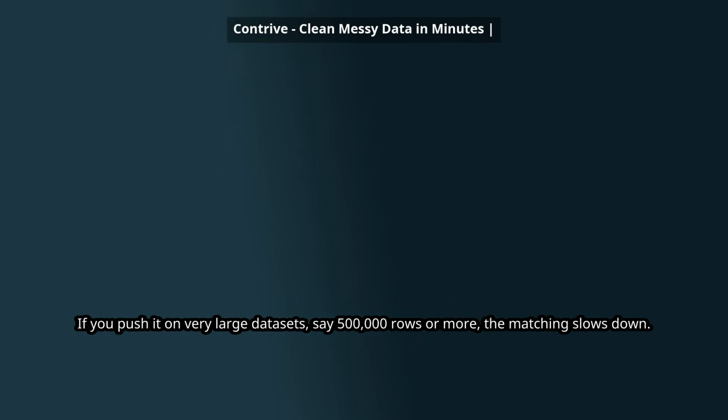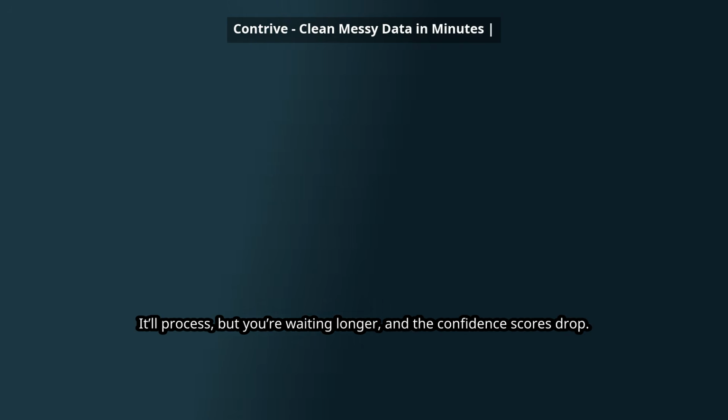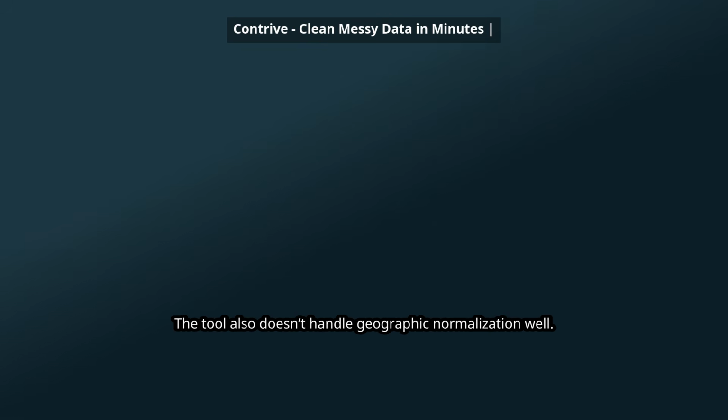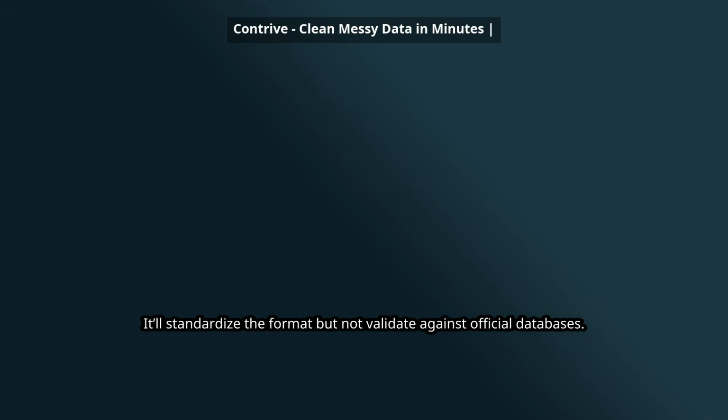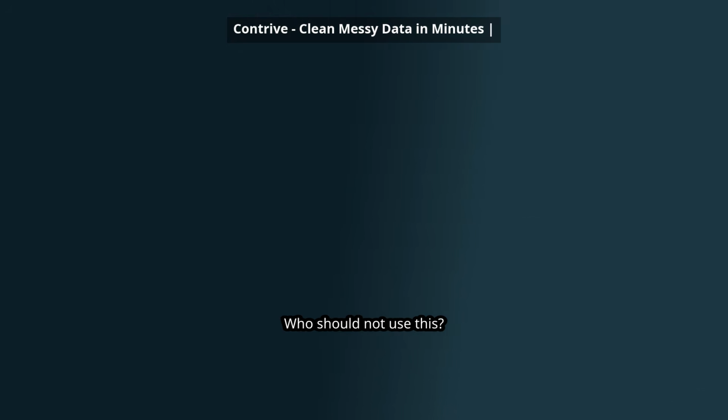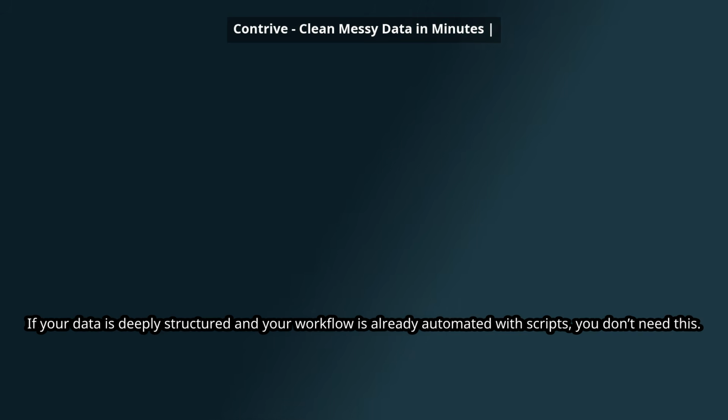If you push it on very large datasets, say 500,000 rows or more, the matching slows down. It'll process, but you're waiting longer and the confidence scores drop. The tool also doesn't handle geographic normalization well. Postal codes from different countries confuse it. It'll standardize the format, but not validate against official databases.